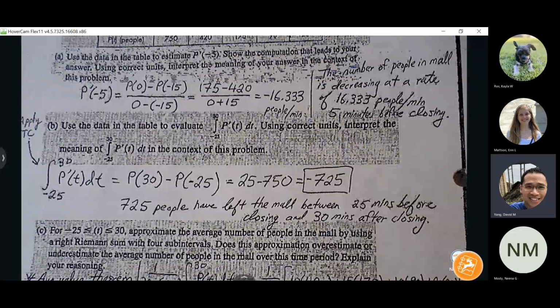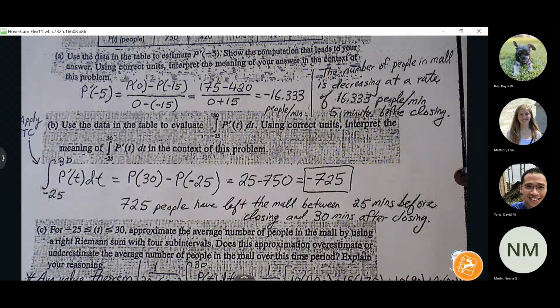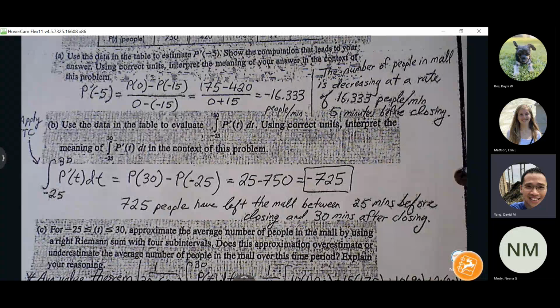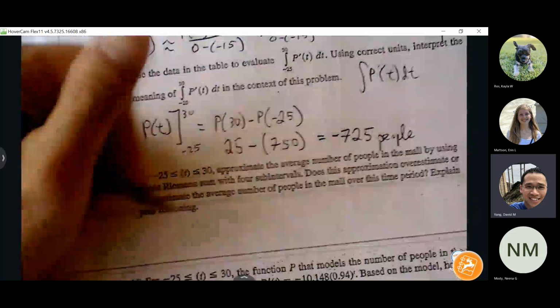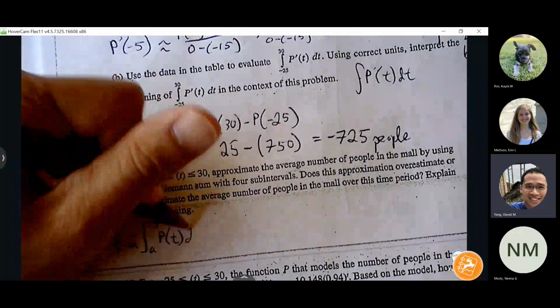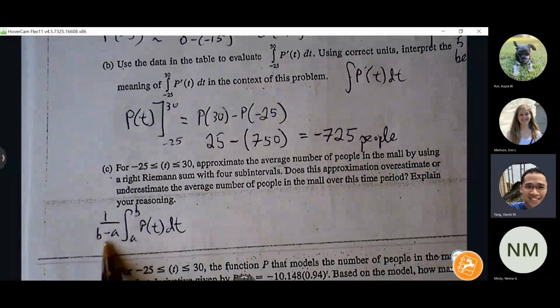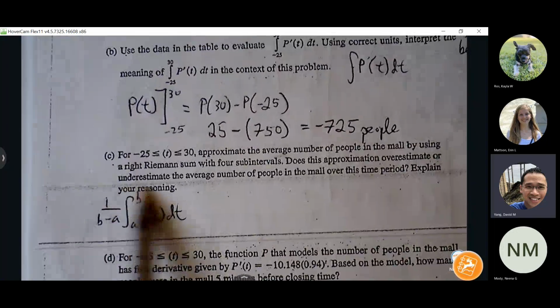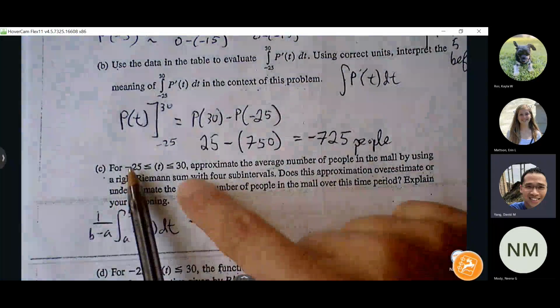Okay, part C, approximate the average number of people in the mall by using a right Riemann sum with 4 subintervals. So average number, so we're thinking average value theorem. So let's write out the average value theorem for this particular problem. 1 over b minus a, integral from a to b of P of t dt. So we're going to accumulate all this huge number and divide it by the time, and we can figure out the average number of people in the mall in this time period. Okay, our a and b values are negative 25 and 30.